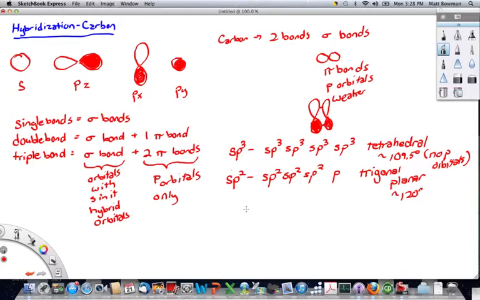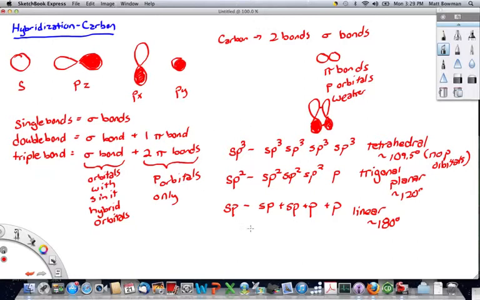So, sp hybridization uses a hybrid orbital between an s and one of the p's. So you end up with two sp orbitals and two p orbitals. So these molecules have a tendency to be linear. Bond angle, 180 degrees.